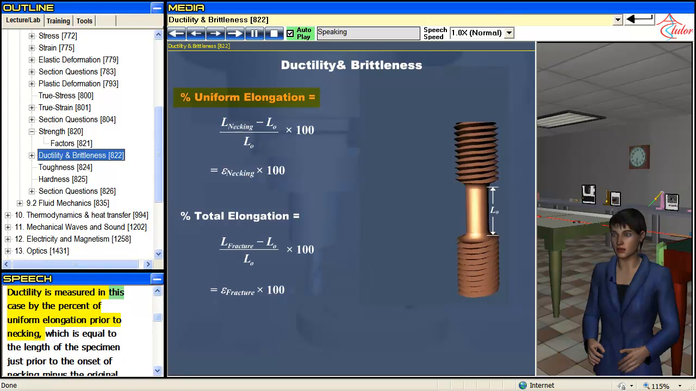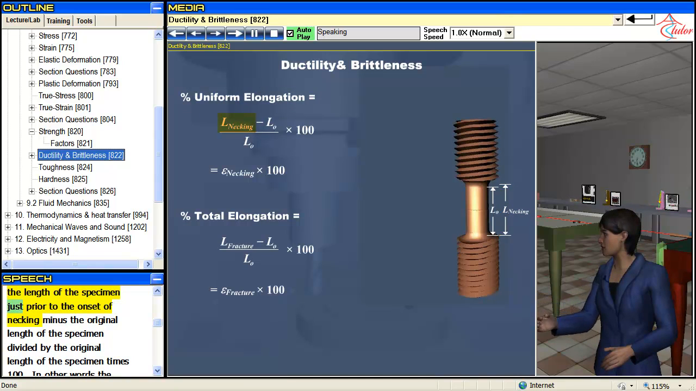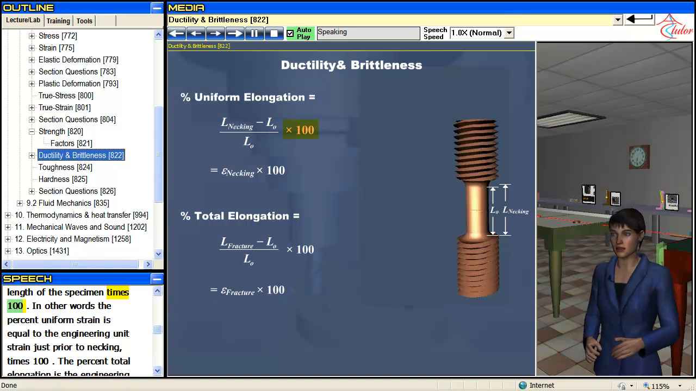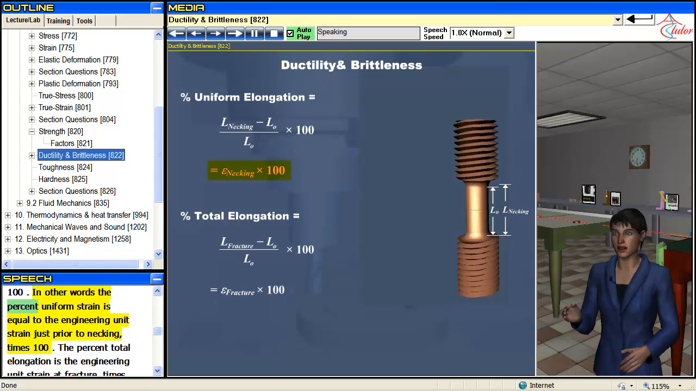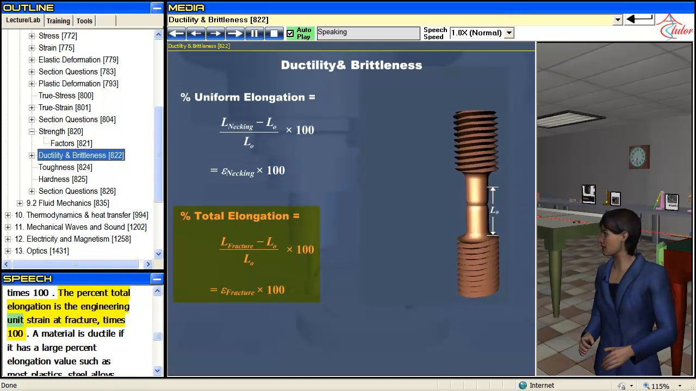Ductility is measured in this case by the percent of uniform elongation prior to necking, which is equal to the length of the specimen just prior to the onset of necking minus the original length of the specimen divided by the original length of the specimen times 100. In other words, the percent uniform strain is equal to the engineering unit strain just prior to necking times 100. The percent total elongation is the engineering unit strain at fracture times 100.